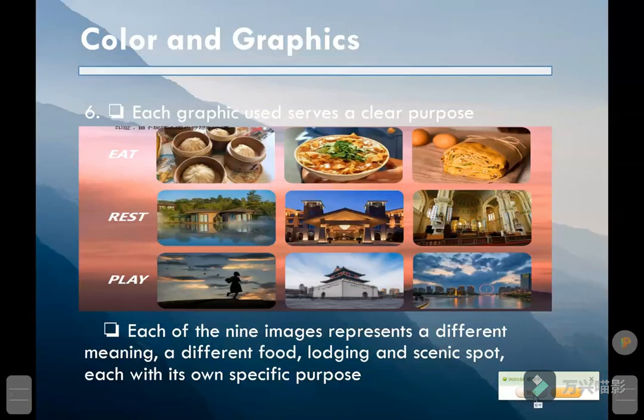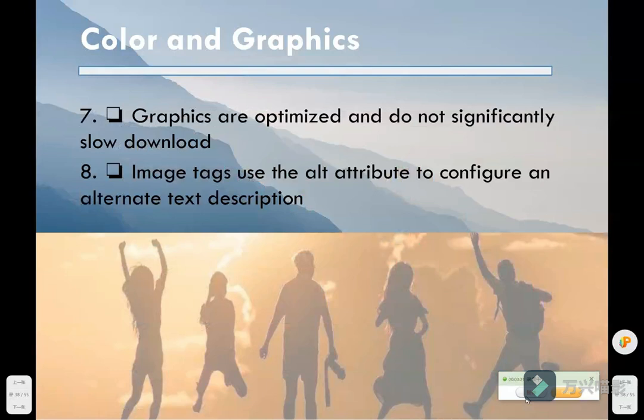Each graphic used serves a clear purpose. Each of the 9 images represents a different meaning, a different food, lodging, and scenic spot, each with its own specific purpose. Graphics are optimized and don't significantly slow download. Image tags use the alt attribute to configure an alternate text description.